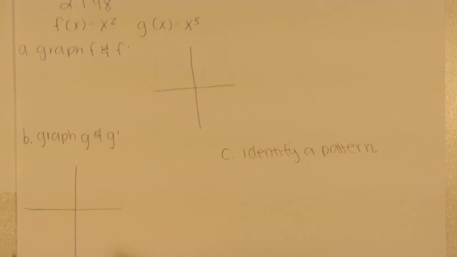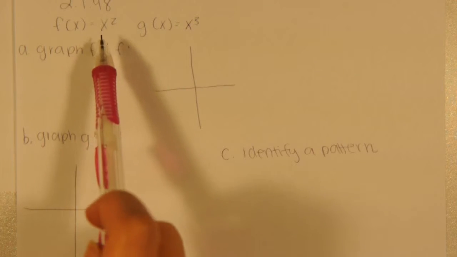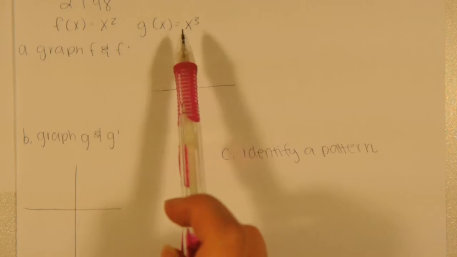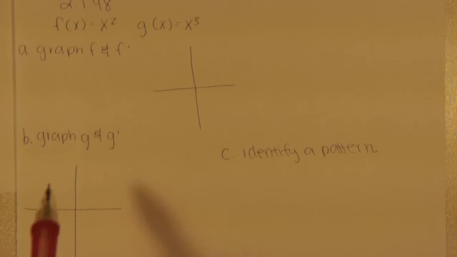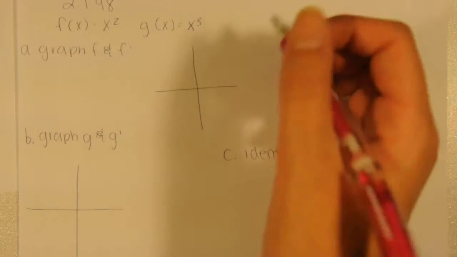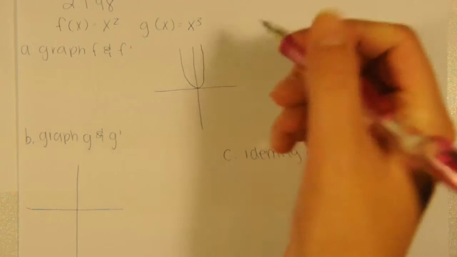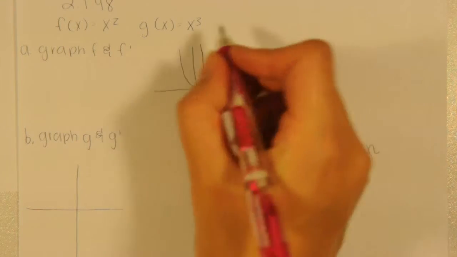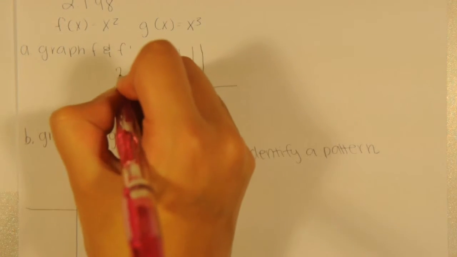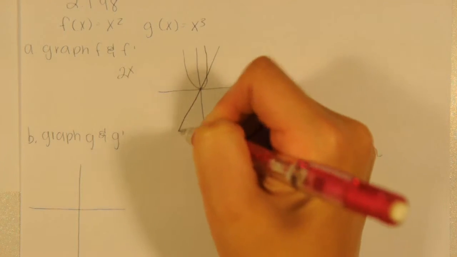Okay, Chapter 2, Section 1, Problem 98. It asks you to look at f of x equals x squared and g of x equals x cubed. It asks you to graph f and f prime. So x squared is about that, and then f prime is going to be equal to 2x, which is something like that.